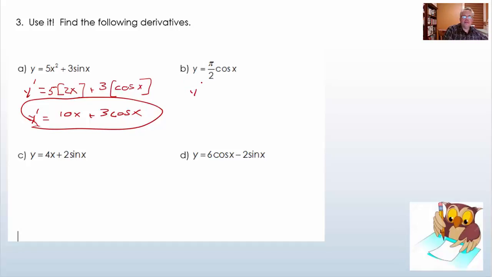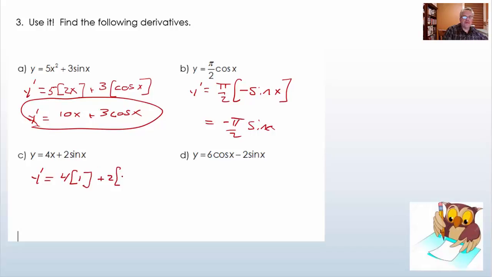So we get y prime equals... pi over 2 is just a constant. It's pi over 2 times the derivative of cosine of x, which is minus sine x. So altogether we get minus pi over 2 sine of x. Done. On this one, y prime equals 4 times the derivative of x, which would be 4 times 1, plus 2 times the derivative of sine of x, which is cosine of x, which just gives me 4 plus 2 cosine x.